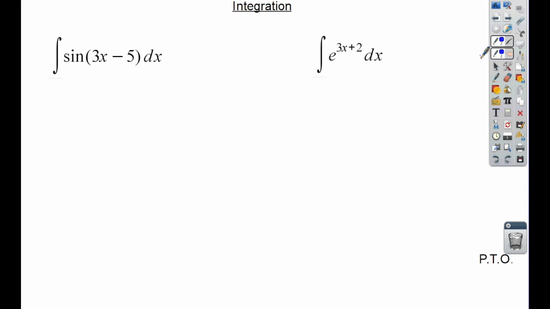Hello. Right, what we're going to do is have a look at some integration. We're going to look at some basic integrals, okay? That is integrating some standard results. So I'm just going to take a few of those questions and go through them with you.